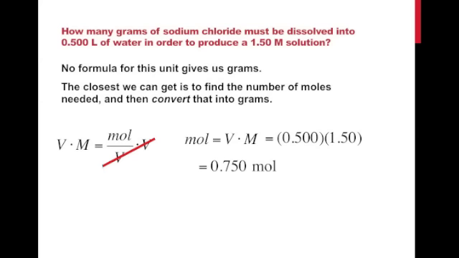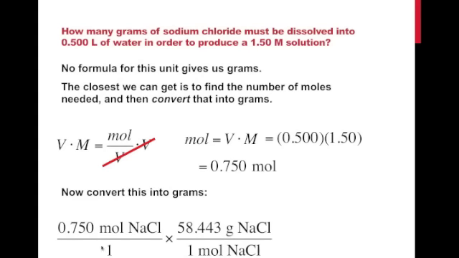But I'm not finished. I guarantee you that'll be an answer choice though. You're not finished because the problem very specifically said how many grams. So what I'm going to do is take this and convert it just like we did before. I'm going to put this over 1. This is grams of sodium chloride, so that's NaCl. Moles goes to the bottom. Grams goes on top because that's what I'm converting to. I'll go to my periodic table and I'll add those together. 58.443 is what I get, and when I multiply those, I get 43.8 grams of NaCl.